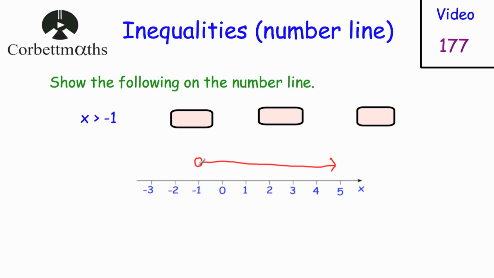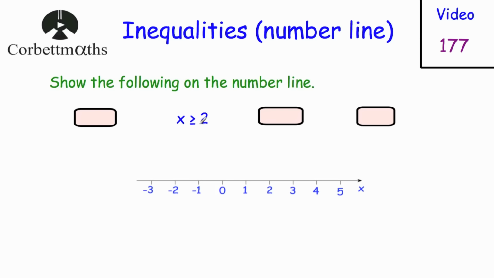So if we wanted to show that x was greater than negative 1 on a number line, we do a hollow circle at negative 1, and then an arrow pointing to the right, the numbers that are bigger than negative 1. If our inequality was x is greater than 2, we would do a hollow circle at 2, and then an arrow to the right, and that's it. It just says x is bigger than 2. Okay, let's have a look at our next inequality.